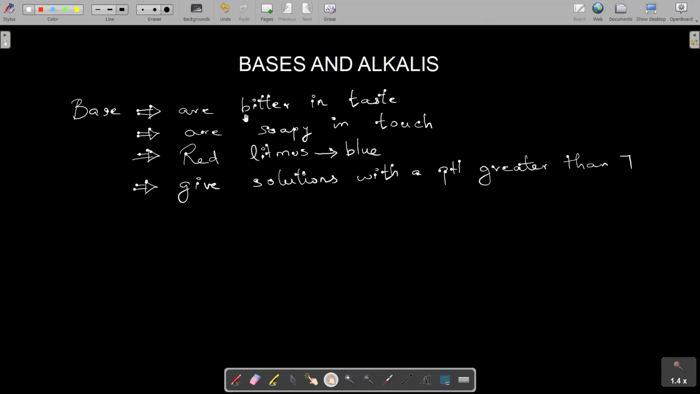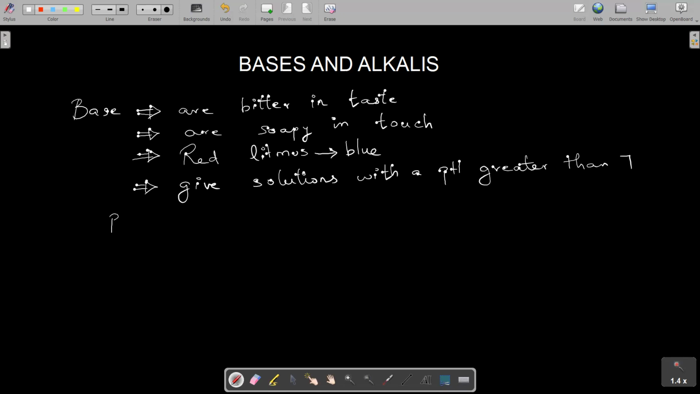So bases are bitter in taste. Remember this, they are bitter in taste. They are soapy to touch and they turn red litmus paper blue. And bases always give solutions with a pH greater than 7. So these are a few points that you should know about bases: they are bitter in taste, soapy to touch, and they turn red litmus paper blue. Remember, I told you in the previous session, base, blue, B for blue and B for base. So they give solutions with a pH greater than 7.